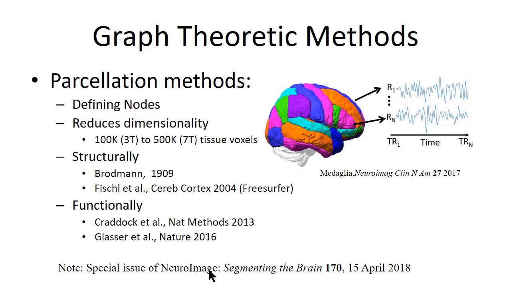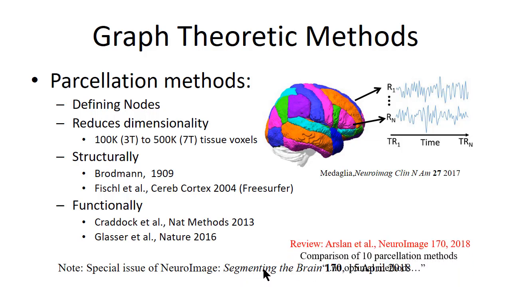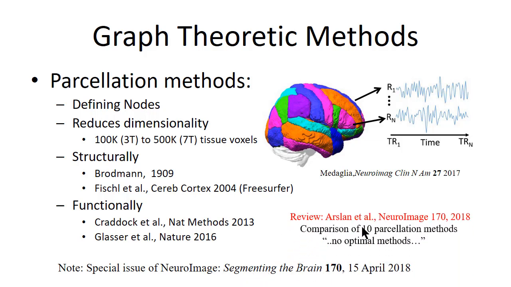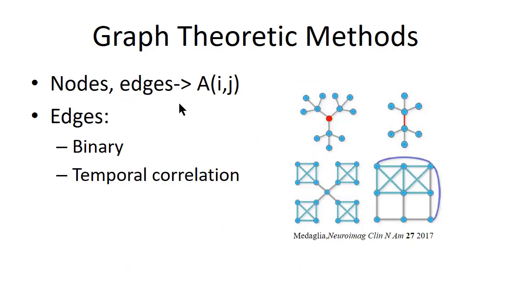Interestingly, there was a recent special issue of NeuroImage on segmenting the human brain, and in there is a really nice review that compared a bunch of commonly used parcellation techniques. Sadly, and this is a cautionary note, it is very important to understand the parcellation method that you use, because none of these have been determined to be optimal for all of the things that you might want them to be adequate for.